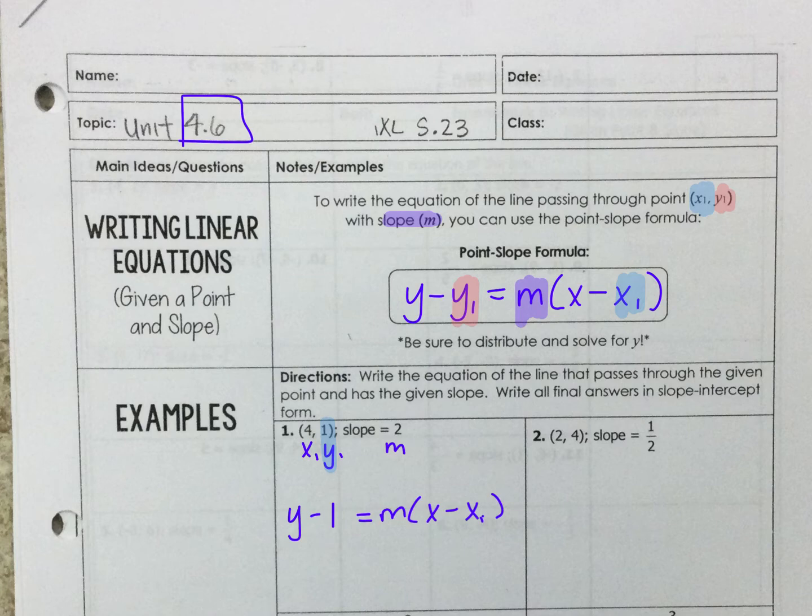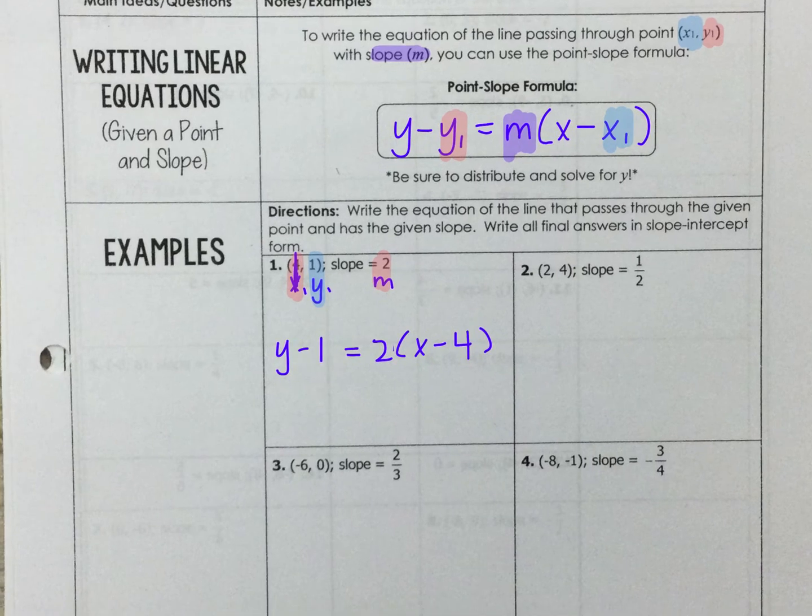And let me erase the m. And in the m's place, I'm going to use my slope, which is a 2. I'm going to erase the x1, and in its place, I'm going to use the 4. Okay, now to solve that, the first step is to distribute.